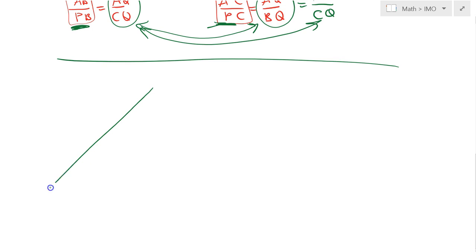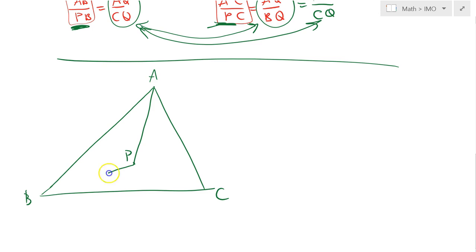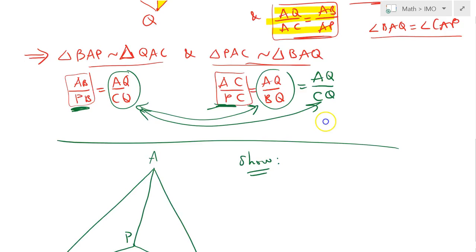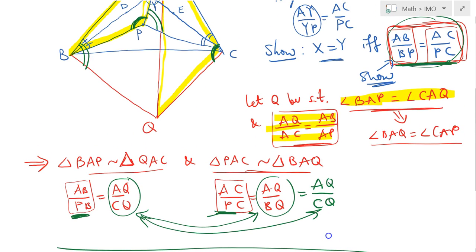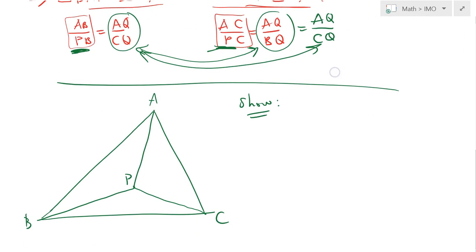So we have our triangle again, A, B, C, our point P, I don't know, somewhere here, and then our triangle here and here. And recall that all we need to show is that AB to BP is equal to AC to PC. That's what we need to show.